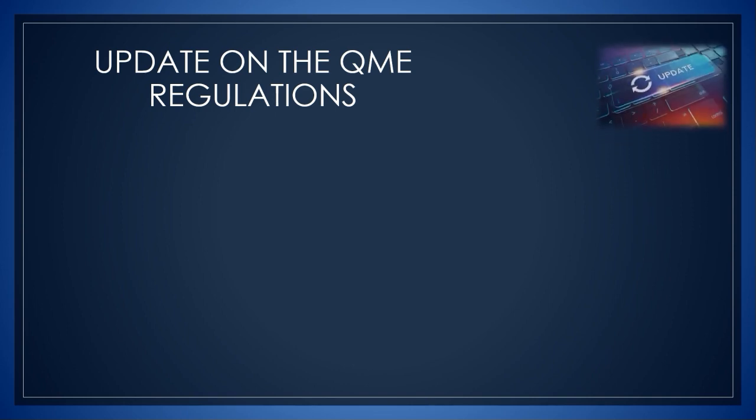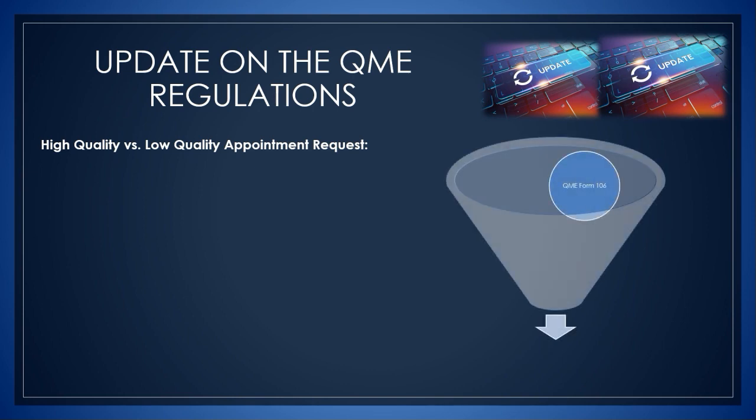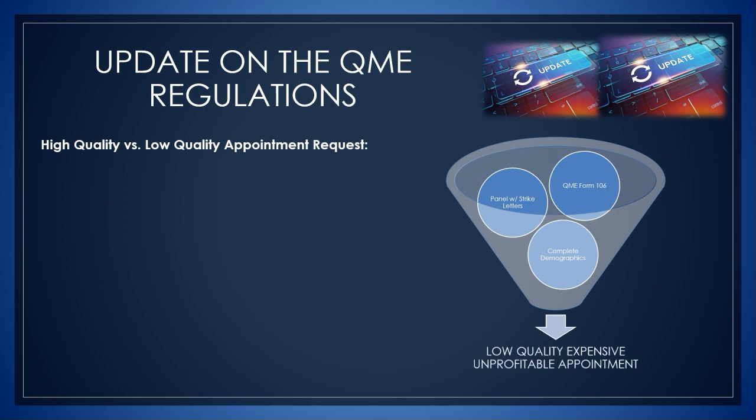Now, if you're able to get all of this information, then you're likely dealing with a high quality versus a low quality appointment request. And the quality of the appointment drops precipitously based on which of these pieces of information are either missing or inaccurate. So if you can get QME Form 106, if you can get the panel with the strike letters, if you can get thorough, complete, and accurate demographics, and all of that looks good, you're scheduling what appears to be a high quality appointment.